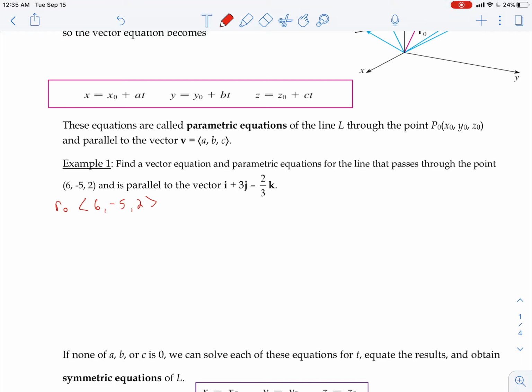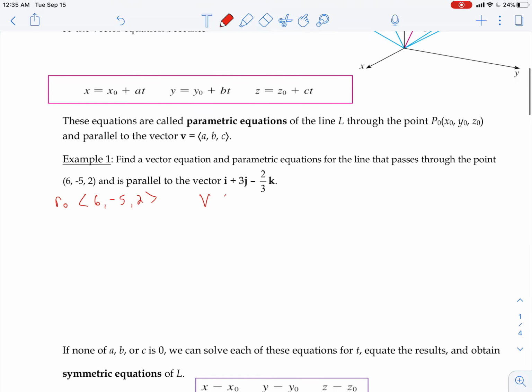Our vector v is going to be... we can go ahead and keep this in standard basis form. We can just go ahead and change to 1, 3, and negative 2/3. And now I have everything that I need to go ahead and write my vector equation, or the equation of a line.